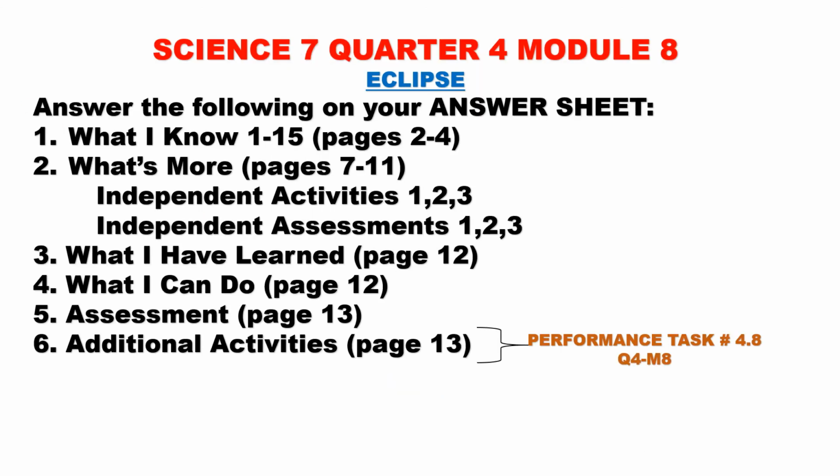Science 7, Quarter 4, Module 8, Eclipse. Answer the following on your answer sheet. What I know, what's more, independent activities 1, 2, 3, independent assessments 1, 2, 3, what I have learned, what I can do, assessment, and additional activities. The additional activity will be your performance task number 4.8.